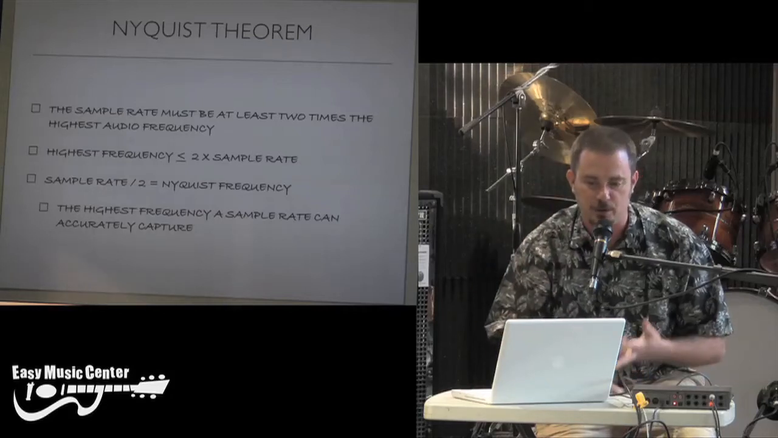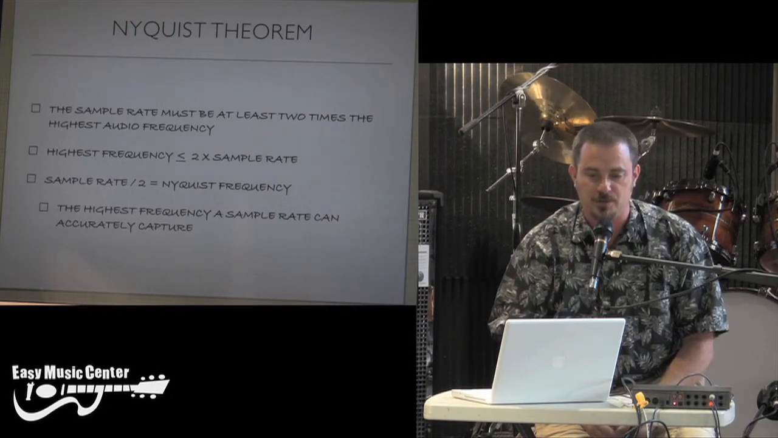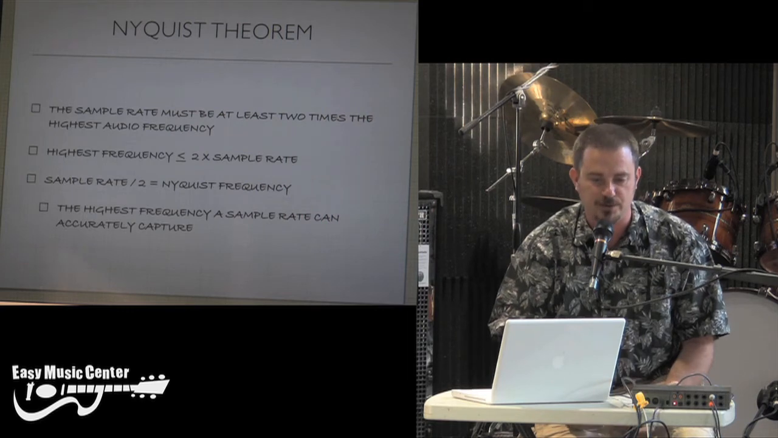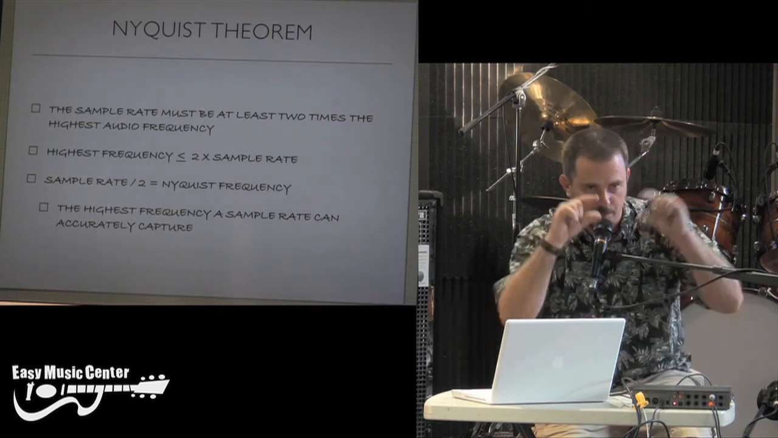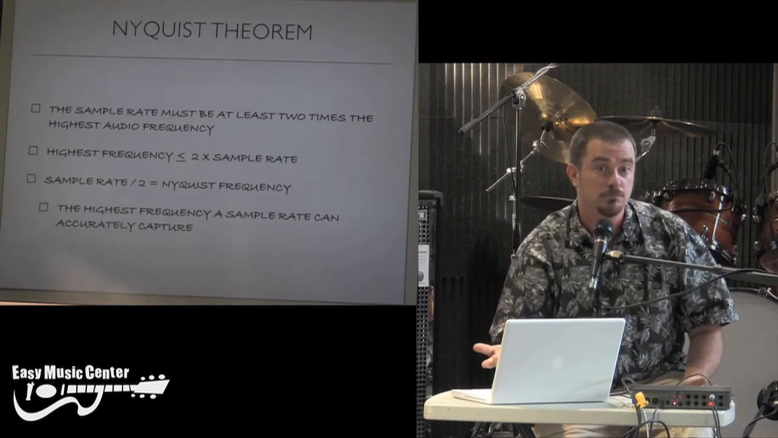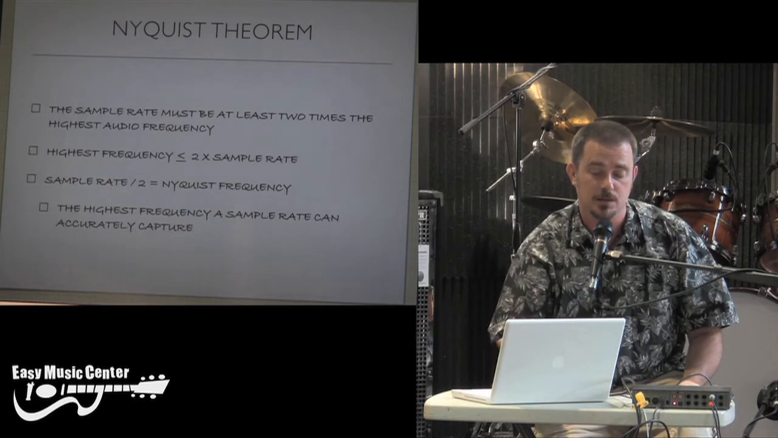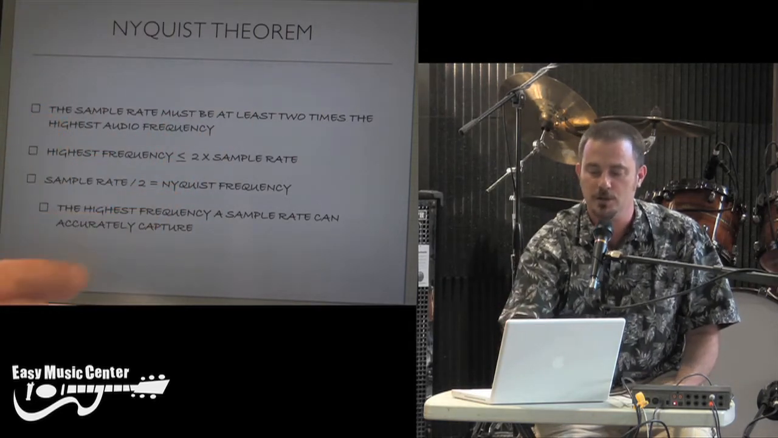The highest frequency a sample rate can record or accurately capture is called the Nyquist frequency. You take the sampling rate and divide it by 2. Feel good with that? Okay, because we'll talk about some numbers here in a minute, some sample rates you might have heard of.